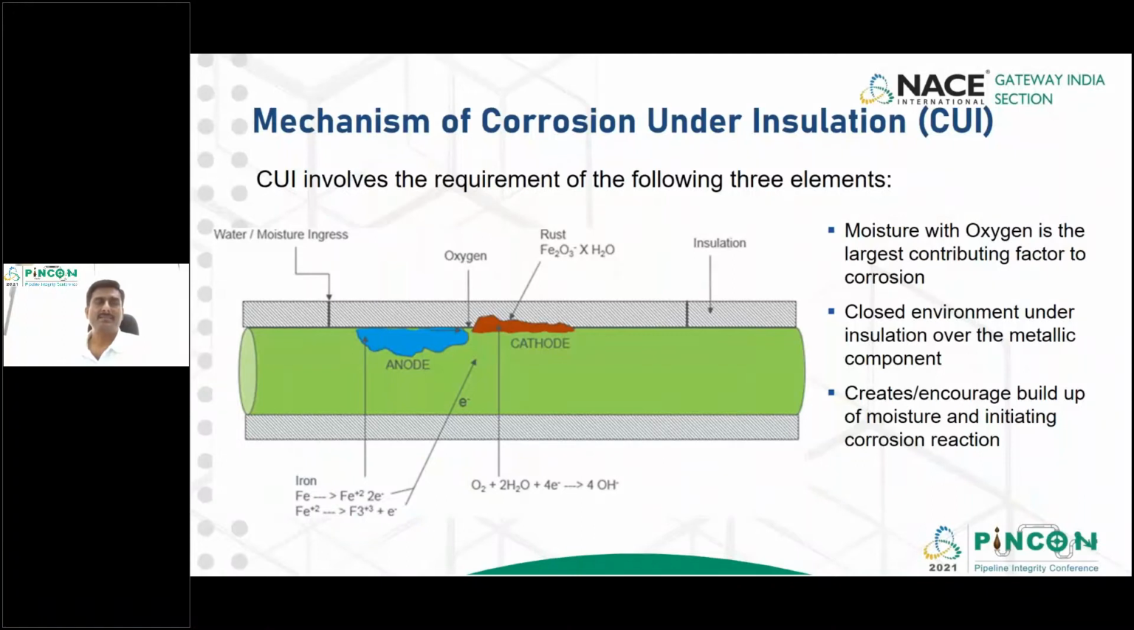Let's understand the mechanism of corrosion. It requires the following 3 elements: one is moisture with oxygen, the closed environment, and the initiation of the corrosion reaction. The mechanism of chemical reaction is shown in this pictorial form. Iron plus oxygen plus water reacts together and forms rust, iron oxide Fe2O3. This iron oxide, when present with water, shall aggravate the corrosion.